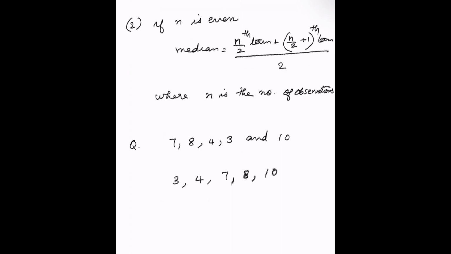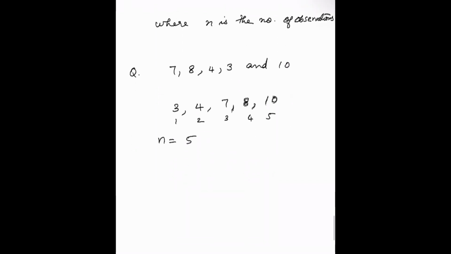Now here, how many observations are there? What is the value of n? 5, no? This is 1, this is 2, this is 3, this is 4, this is 5. So 5 observations are there. So n is 5. 5 is even or odd? 5 is an odd number, right? So there are 5 observations and 5 is an odd number.